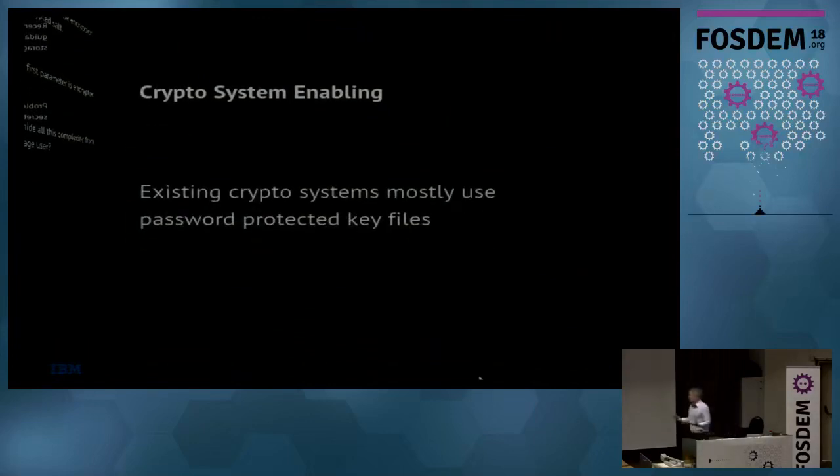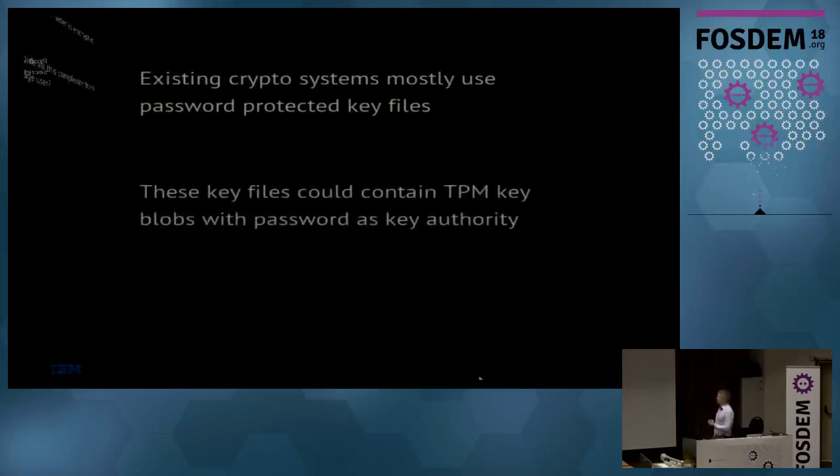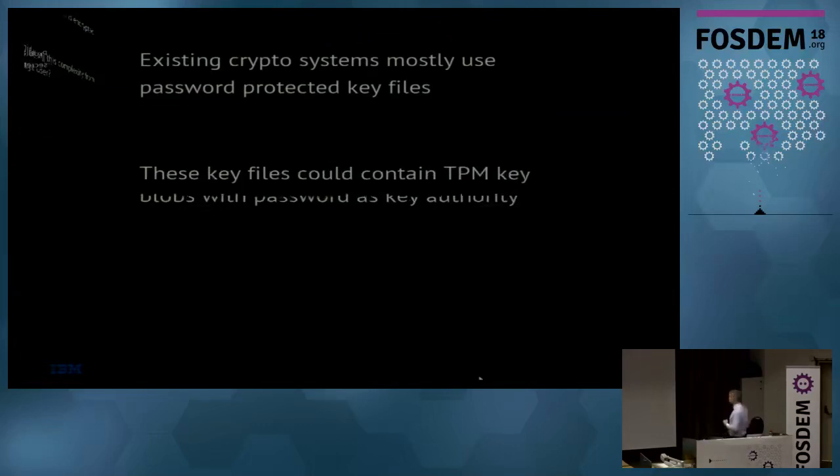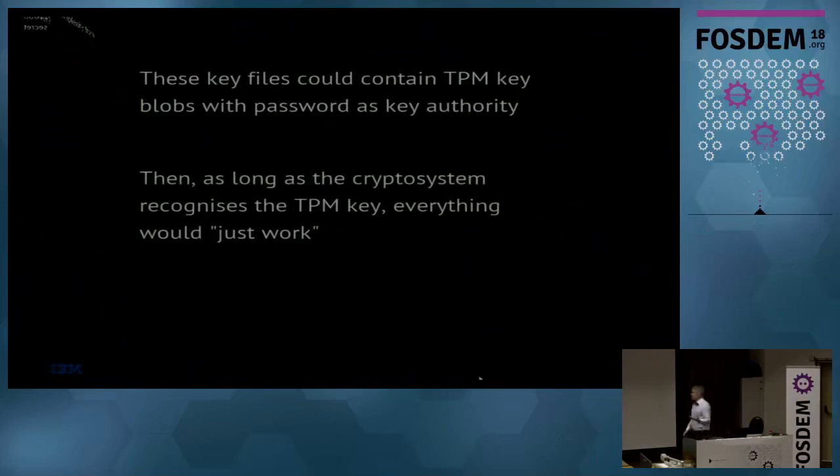And existing crypto systems mostly use password-protected key files. So mostly you have a private key file that has all of the private elements that are AES encrypted to some password that you type in when you actually use this private key. So it's actually very easy to see that these key files could contain TPM keys with the public blob and the private blob, and if we use the password as the key authority, we have exactly the same workflow as we had with the ordinary keys. And then as long as the crypto system recognizes the TPM key, everything would actually just work.